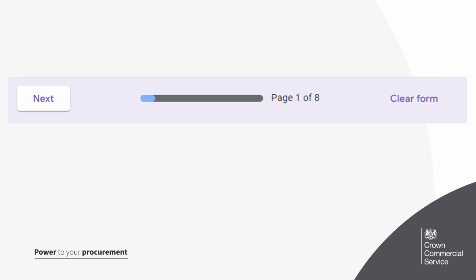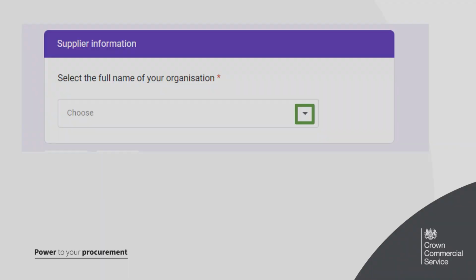At the bottom of each page, you can click Next to progress through the form. It also provides you with details of your progress. On this example, it is showing you are on page 1 of 8 of the form. If Clear Form is selected, this will remove your answers from all questions and cannot be undone. In section 2, all we ask is for you to confirm which organisation you are completing this on behalf of by selecting the down arrow and clicking the relevant organisation name.